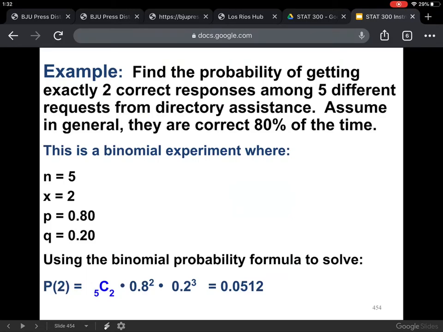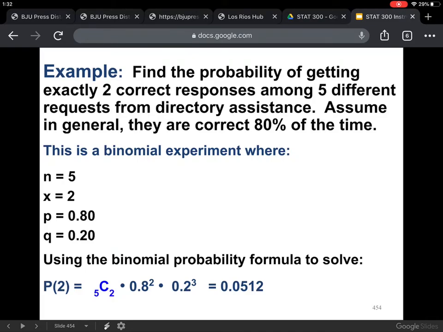Okay, let's actually put it into action and use the formula. Find the probability of getting exactly 2 correct responses among 5 different requests from directory assistants. Assume in general they are correct 80% of the time. Now, some of you might not know what directory assistance is. Basically, it's a service where you call in, like in a hotel or a phone company, and you ask for help finding a burger place, finding a pasta place, finding something else in a particular city.